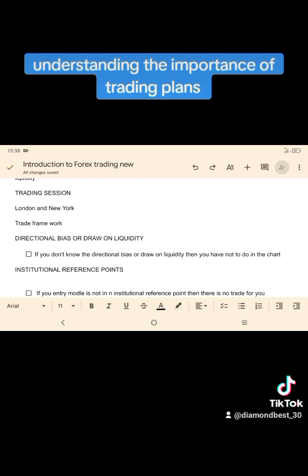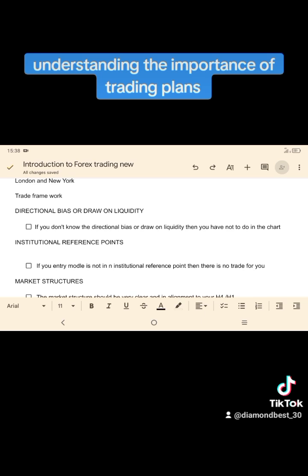So that's why we talk about top down analysis, and it will help you understand the trend of the market, so that you know if this market is an uptrend or a downtrend. It will help you do the needful.